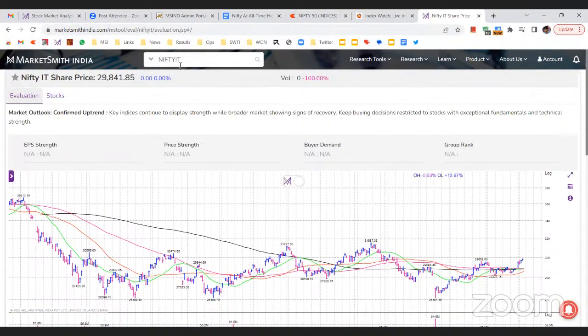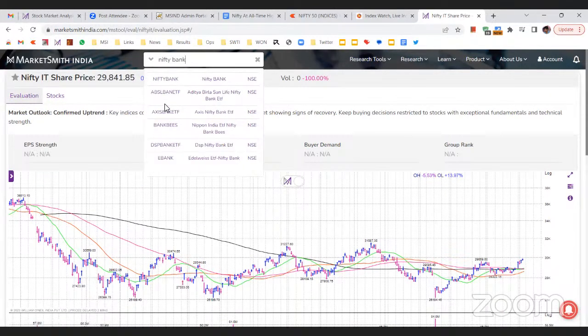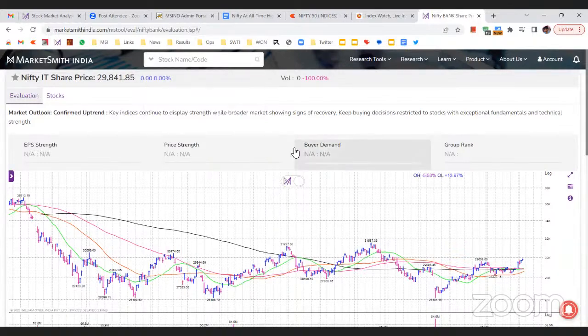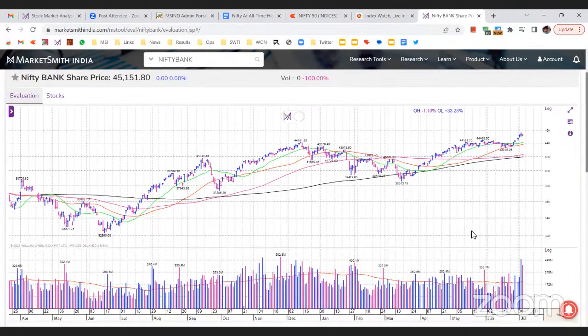But weightage wise, Nifty Bank has the highest weightage in the Nifty index, and it is also the most traded index, mostly because of its expiry contracts, which are traded on a weekly and monthly basis.